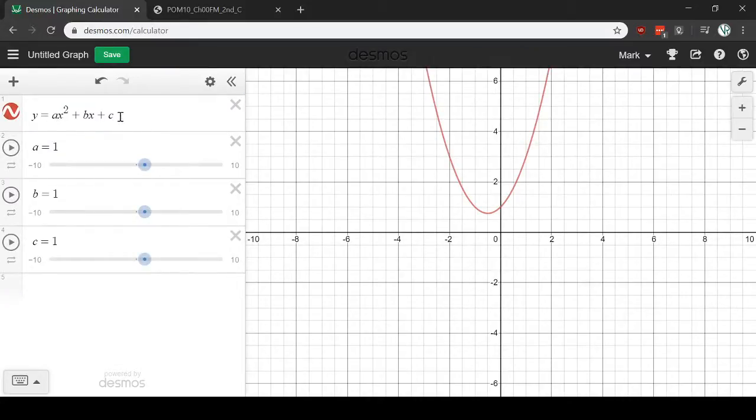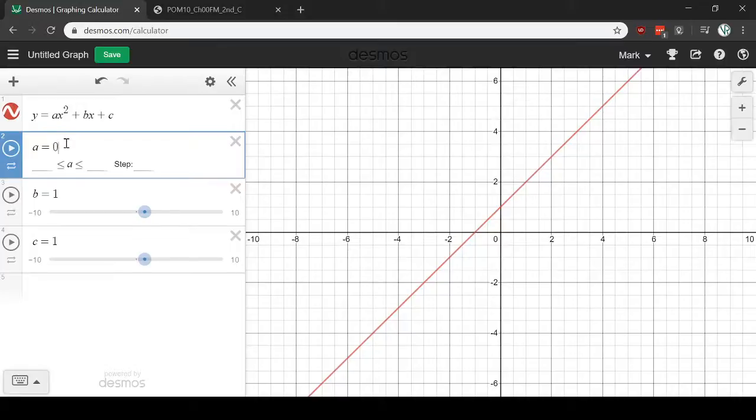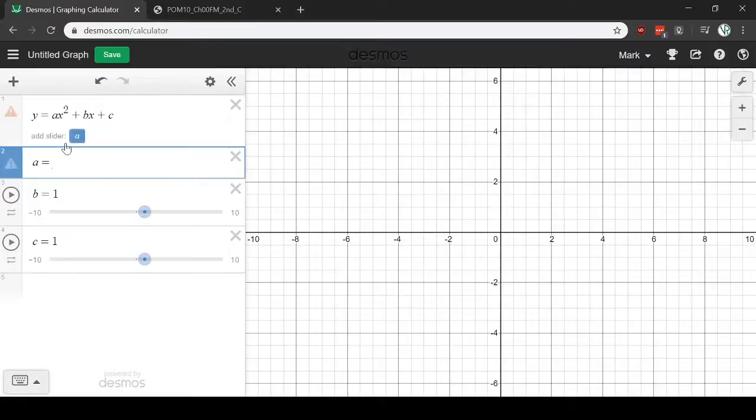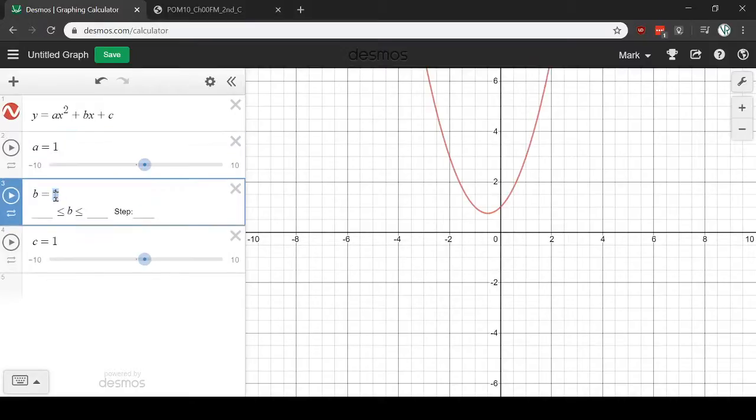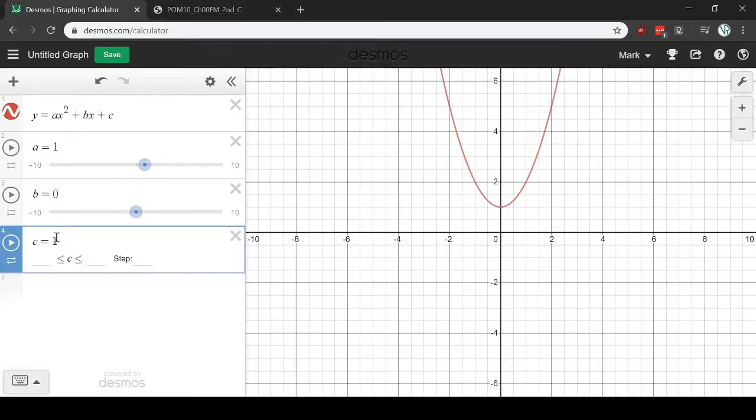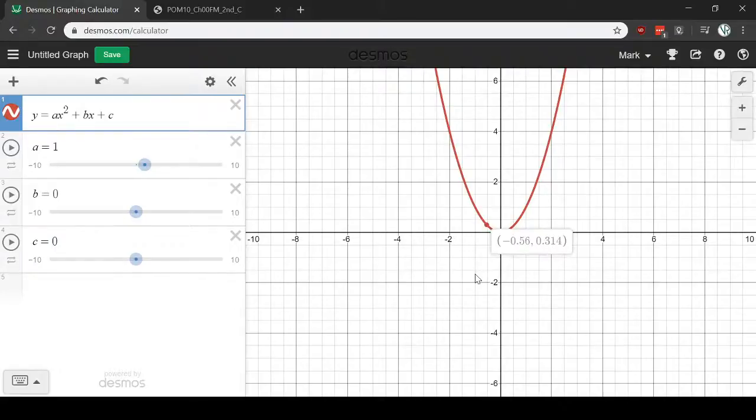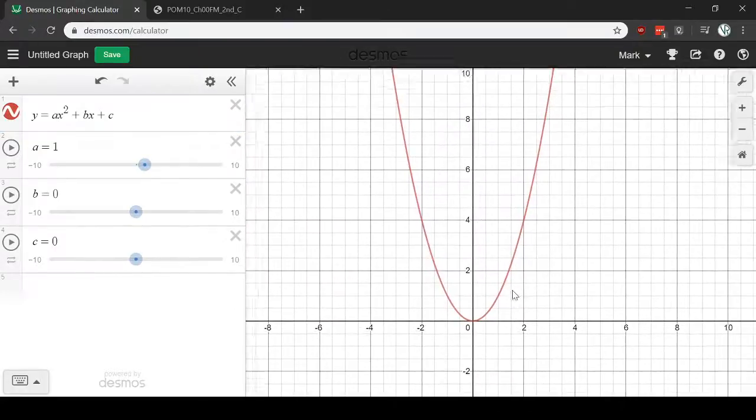So a, b, and c are all numbers. The only restriction on a is it can't be 0, because if I set it here to 0, I get a line, and we don't want lines. So a has to be anything but 0. Traditionally, it's just x squared, so I'll set b and c to 0. This is our traditional looking parabola here on the screen.